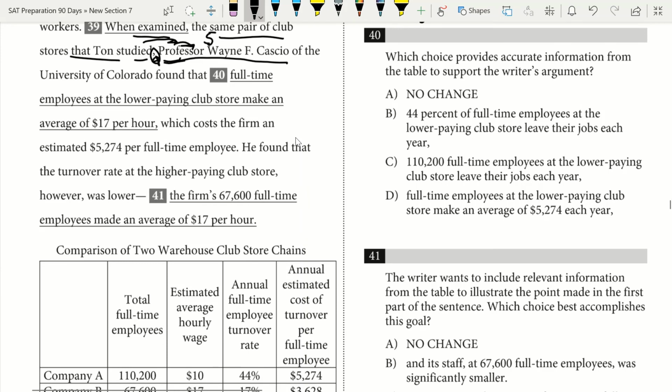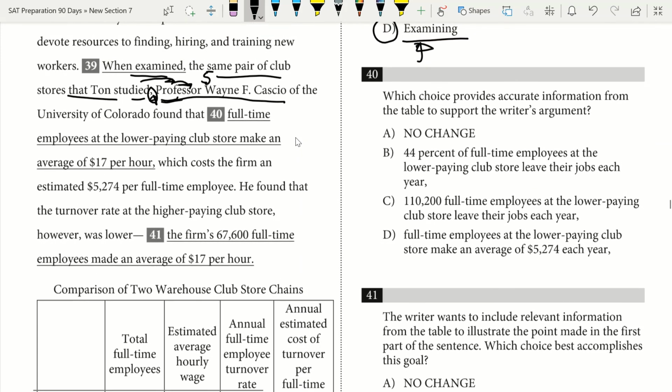All right, now we got 40. Which choice provides the most accurate information from the table to support the author's argument? Okay, so he found that what? Well, I need to know what's supporting his argument and what comes after to finish this sentence. So if I'm going to know what comes here based on the table, I need to know what's coming after it. So in this case, it says which costs the firm an estimated $5,000 per full-time employee. So anytime I'm dealing with taking information from a table and I see there's something else after, that's within that sentence, I need to pay attention to that.